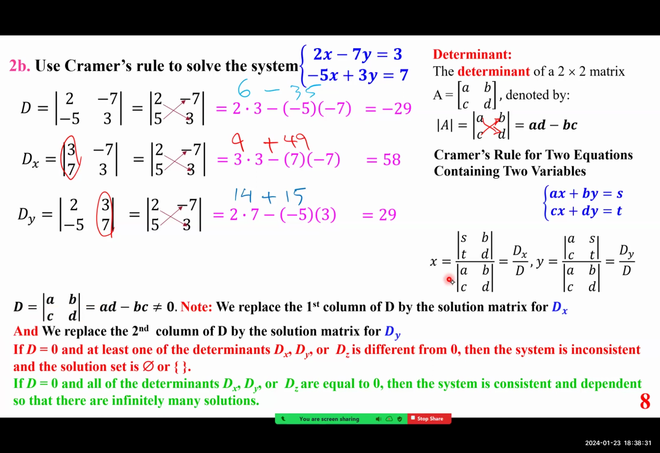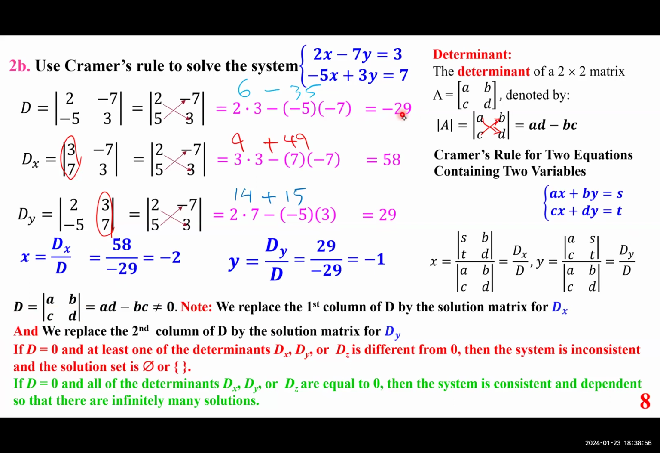So x is D sub X over D. 58 over negative 29, and it's negative 2. Y is D sub Y over D. 29 over negative 29, which makes it negative 1, which is exactly what we got before. So we solved this by the elimination method, by the method of row echelon form and reduced row echelon form using augmented matrix. And now we use Cramer's rule.